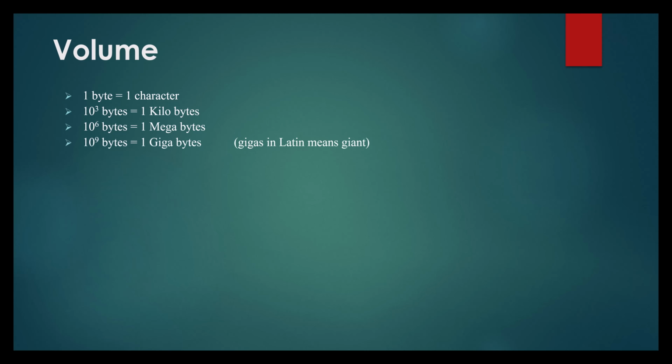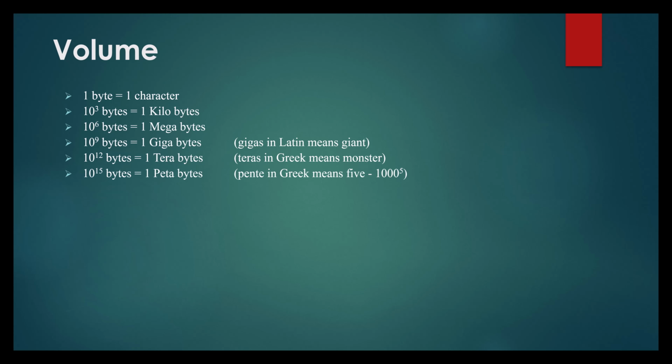1000 megabytes is a gigabyte. Giga in Latin just means giant. 1000 gigabytes is a terabyte. Tera in Greek means monster. 1000 terabytes is a petabyte. Pente in Greek means 5.